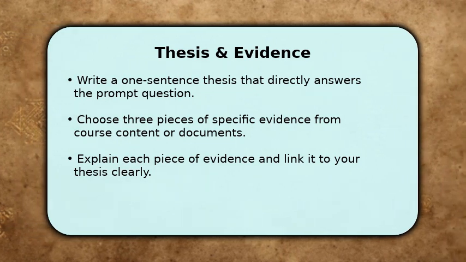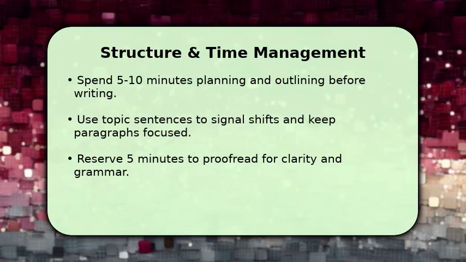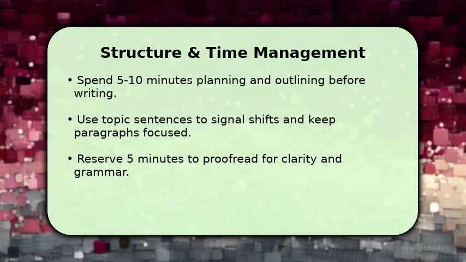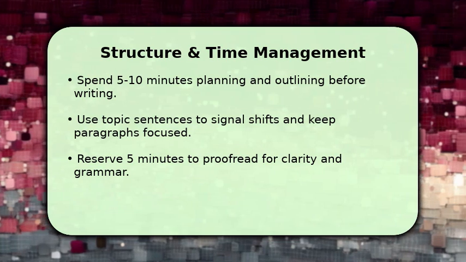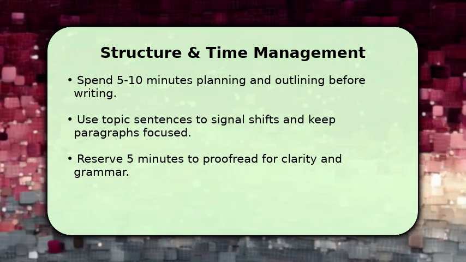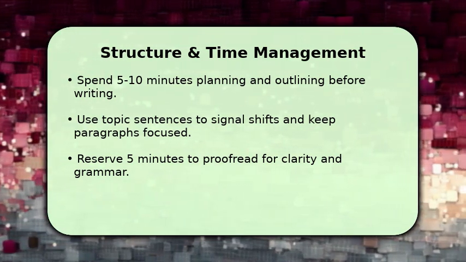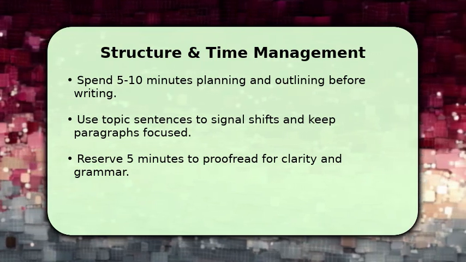Divide your available time: 5-10 minutes to plan, most time to write focused paragraphs, and 5 minutes to proofread. Start each body paragraph with a topic sentence that ties back to the thesis and signals your point. Use transitions to show cause, effect, or continuity between paragraphs.